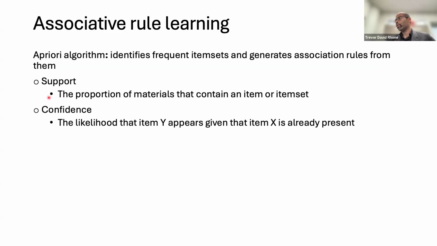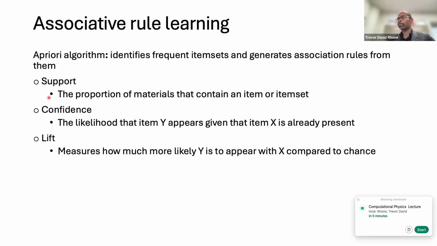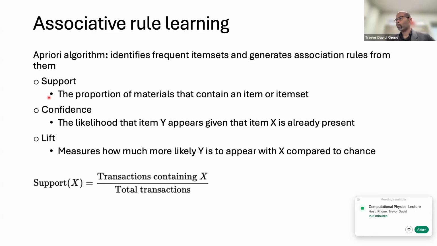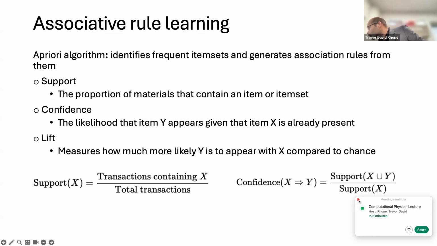So it creates a support, which is the proportion of materials, for instance, that contain an item or an item set, or the portion of data points, you can say, to be more general. The confidence is the likelihood that item Y appears given item X is already present. Now again, we'll look at a particular example. The lift measures how much more likely Y appears with X compared to chance. So I think these expressions are more enlightening than the actual definitions here.